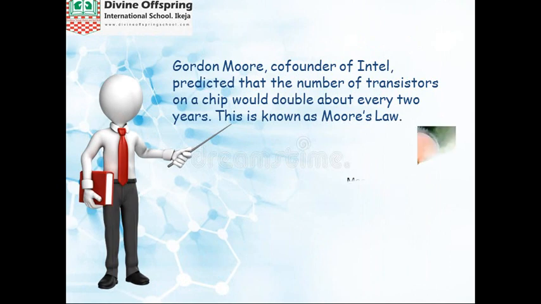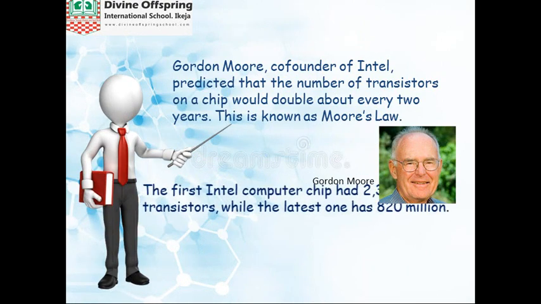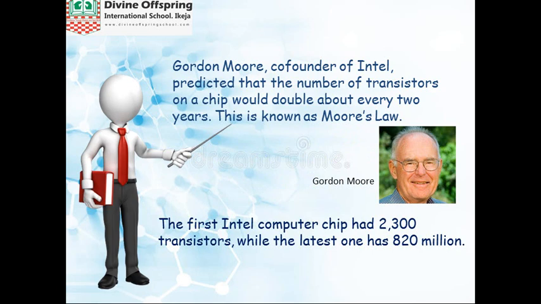Gordon Moore, co-founder of Intel, predicted that the number of transistors on a chip will double about every 2 years. This is known as Moore's Law. The first Intel computer chip had 2,300 transistors, while the latest one has 820 million. That means Gordon's prediction was right after all.